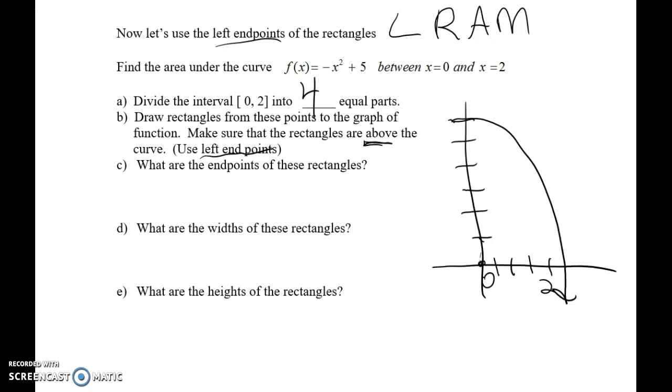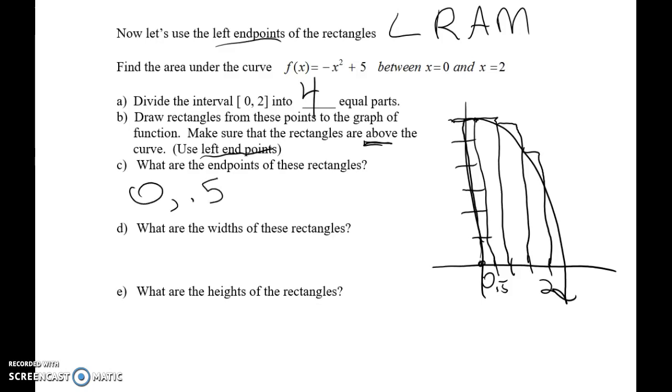So if I start at 0 and go up to the curve and across a width of a half and then come down, there's my first rectangle. Then at 0.5 I'm going to go up to the curve, across a half, and down. Then at 1, I'm going to go up to the curve, across the half and down, and continue. Notice my rectangles are sitting above the curve. The endpoints of the rectangles are 0, 0.5, 1, 1.5. Notice I included 0 in this one and not the 2, like on the right side, we included the 2 and not the 0. The width of every rectangle is still a half because it was 2 whole units cut into 4 pieces.